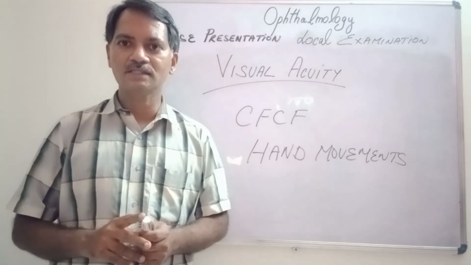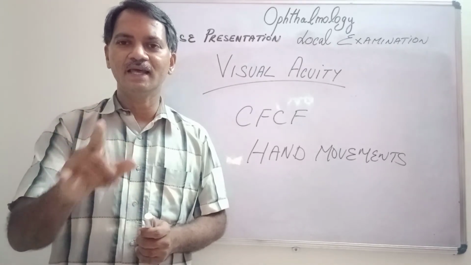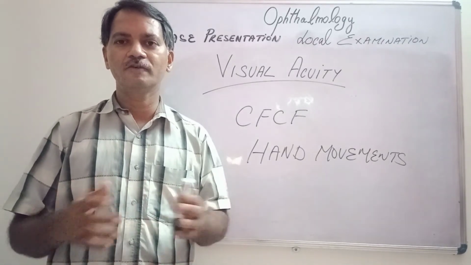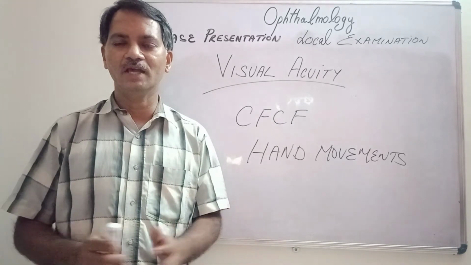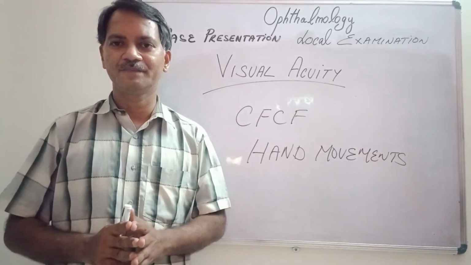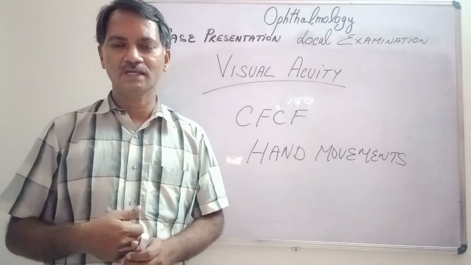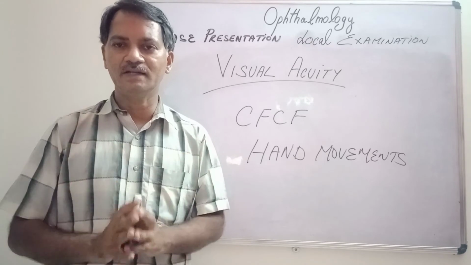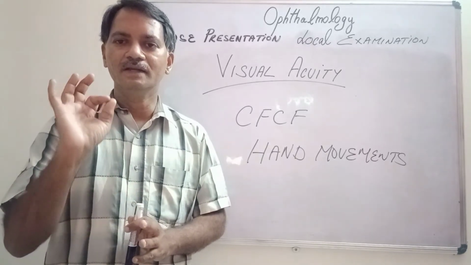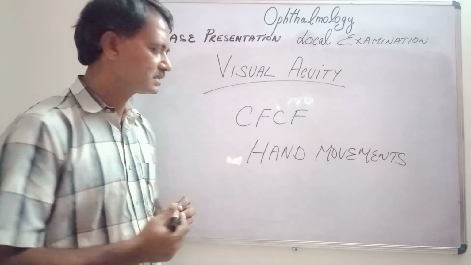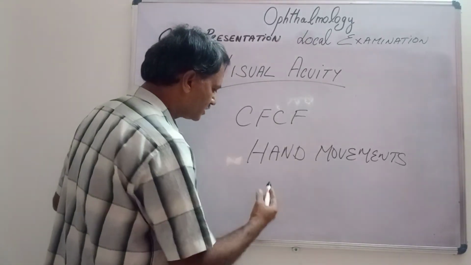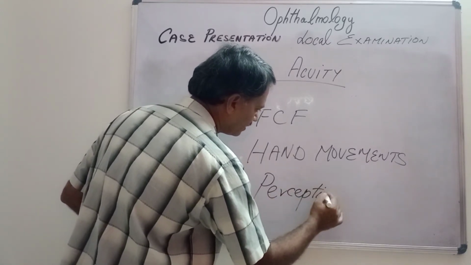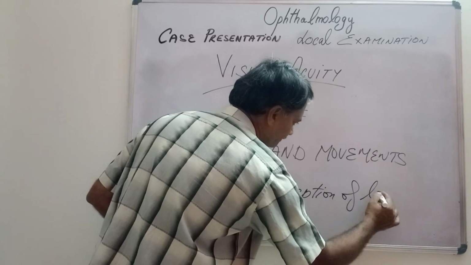You should not ask whether you are able to see the light or not. If you ask such a question to the patient, most of our patients will never say no. They always say, I am able to see. You should throw the light on the patient's eye and ask him only what you are seeing. The patient says, I am seeing some light. Then the visual acuity is recorded as perception of light.